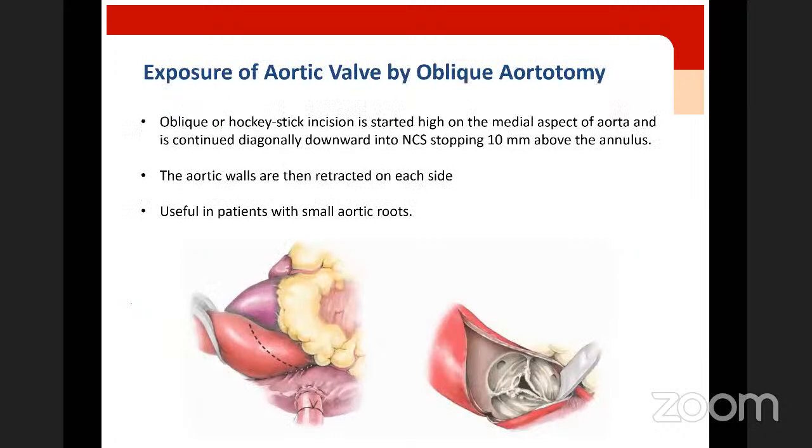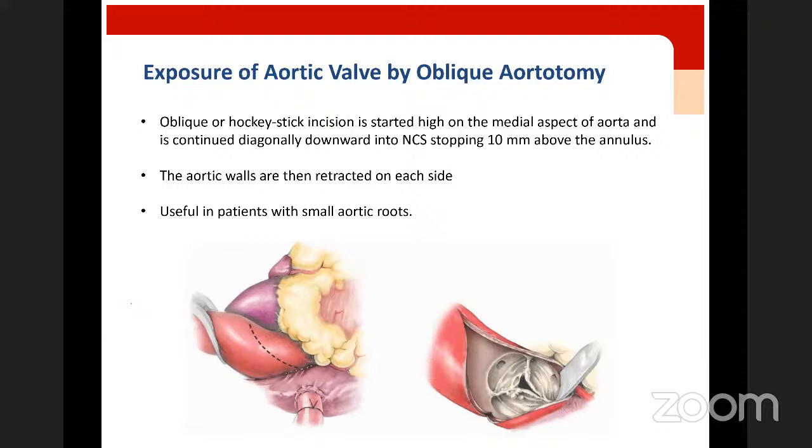Another technique of exposing the valve is via oblique aortotomy or hockey stick incision. As you can see here, it starts high on the medial aspect of the aorta and then continues diagonally down into the non-coronary sinus, stopping at least 10 millimeters above the aortic annulus. This incision is particularly useful in patients with small aortic roots.